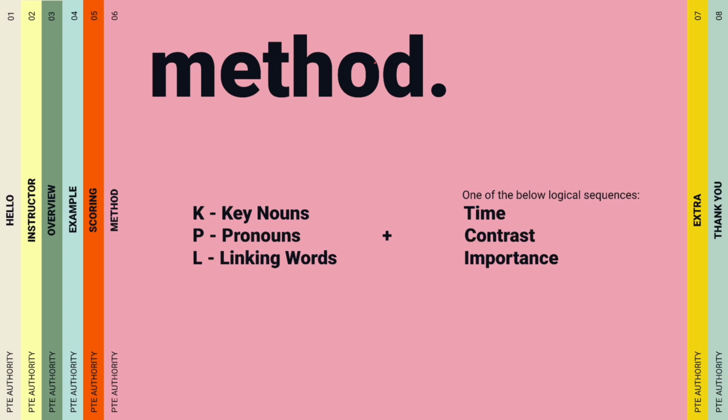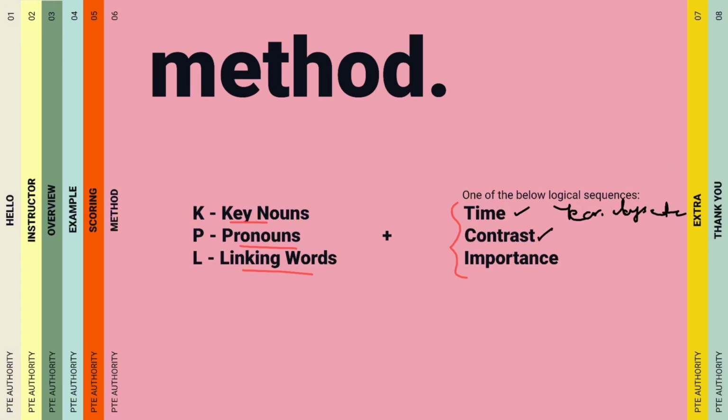Alright, the method that I'm going to teach you today is called the KPL method, which stands for key nouns, pronouns, and linking words. Now, the unique thing about this method is that you need to use it along with one of these logical sequences. Let me change the pen color. So you've got time. Time is when the paragraphs in the question contain any mention of a year or things like days, like yesterday, today, tomorrow, etc.